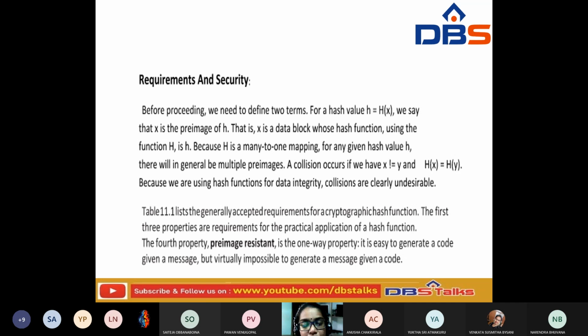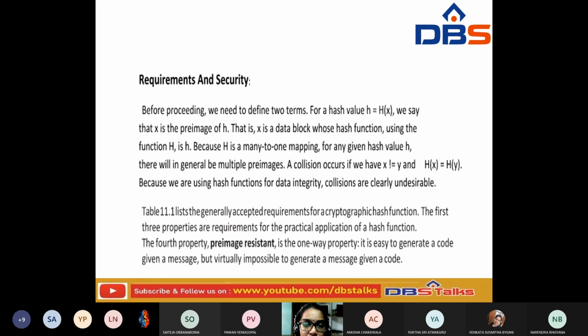So, coming to the concepts called requirements and security, before proceeding we have to define two terms. For a hash value h equal to H of x, we say that x is the pre-image of h. That is, x is the data block whose hash value using the function H is h. Because H is a many-to-one mapping, for any given hash value h there will in general be multiple pre-images.